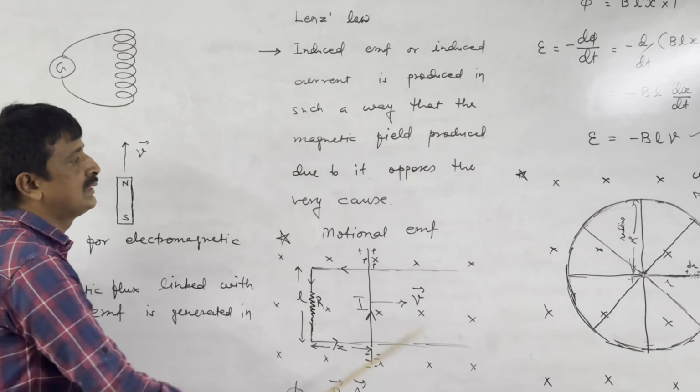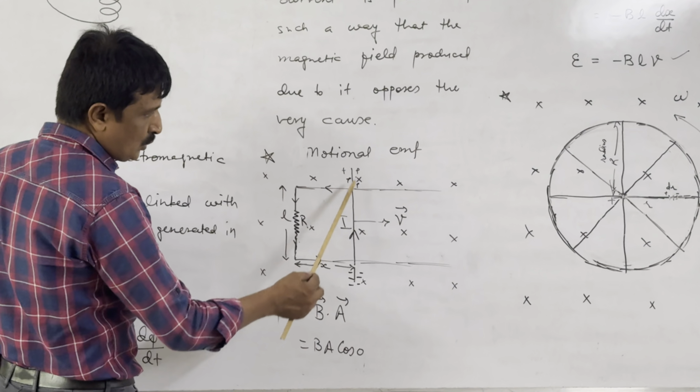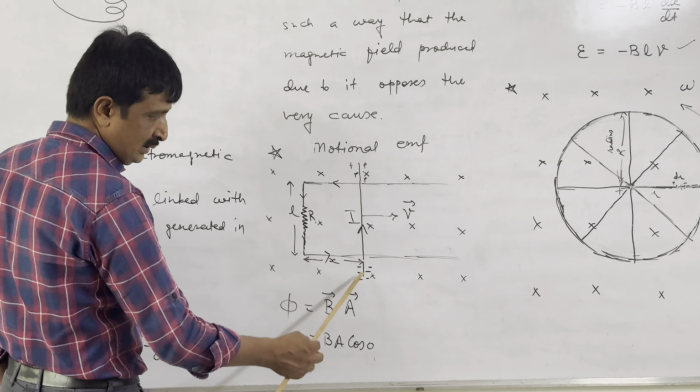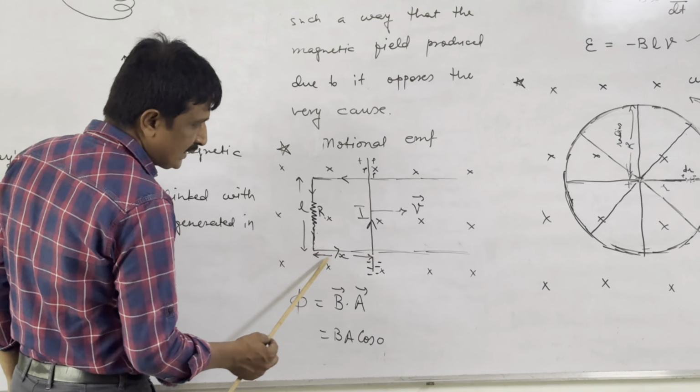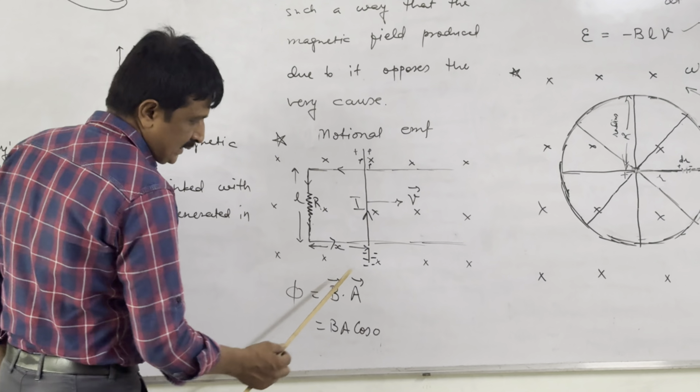Suppose at an intermediate situation we have taken a photograph. At that time the distance of this wire from this end is x. At that instant the magnetic flux linked with the loop is B dot A, that is BA cos 0. But what is A? Length into breadth, that is L into x. Cos 0 is 1. So the magnetic flux phi is BLx.